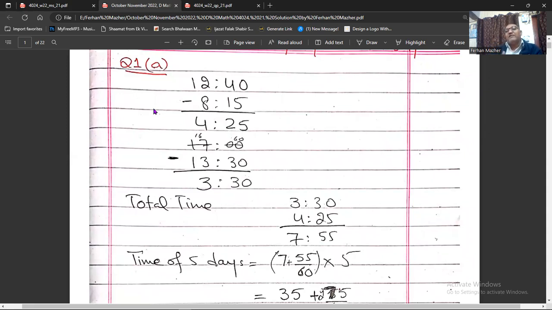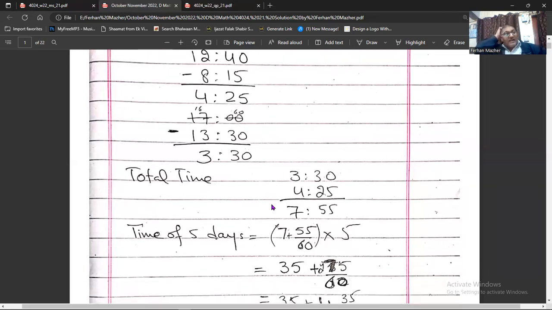Then from 17:00, I will subtract 13:30. From 00, you cannot subtract 30, so I will borrow from hours. 1 hour will be taken from here, and when 1 hour comes in minutes, it will become 60 minutes. Here 16 hours are left. So 60 minus 30, that will be 30. 16 minus 13, that will be 3. Now I will add both the times. The total time will be 3 hours 30 minutes plus 4 hours 25 minutes. So that will be 7 hours and 55 minutes. In 1 day, he works 7 hours and 55 minutes.